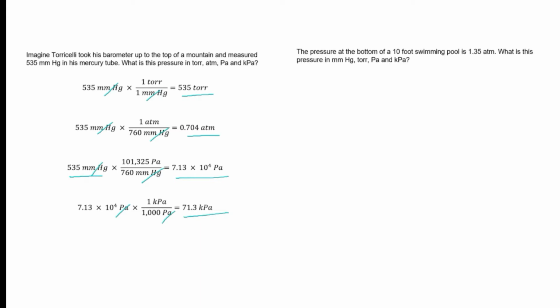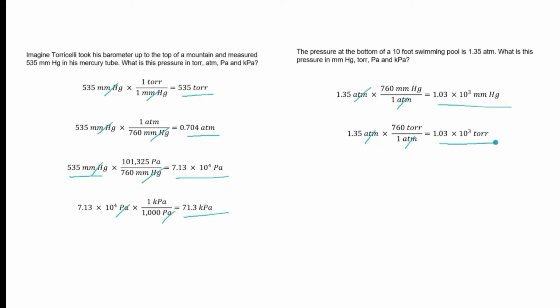Let's do some more conversions. The pressure at the bottom of a 10-foot swimming pool is 1.35 atmosphere. What is this pressure in millimeters of mercury, torr, Pascal, and kilopascal? Our conversion factor from atmosphere to millimeters of mercury is in 1 atmosphere there are 760 millimeters of mercury. You can see my atmosphere cancels and I get 1.03 times 10 to the 3rd millimeters of mercury. It's the same conversion factor for torr. Remember, 1 millimeter of mercury equals 1 torr. So again, if we start with our 1.35 atmosphere cancels and we get the same number for torr, 1.03 times 10 to the 3rd torr.